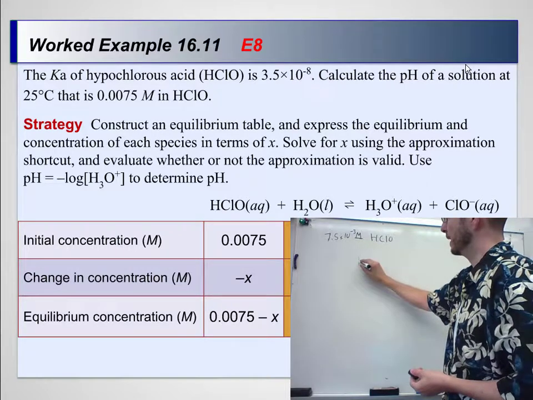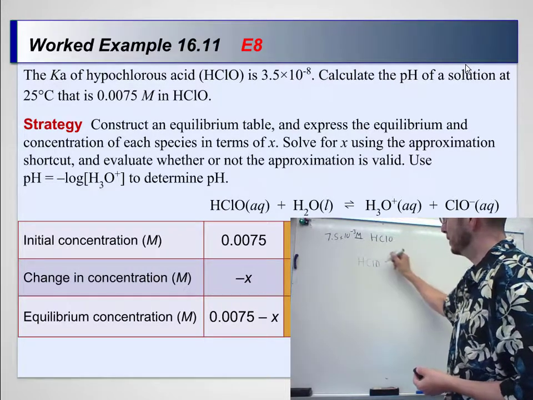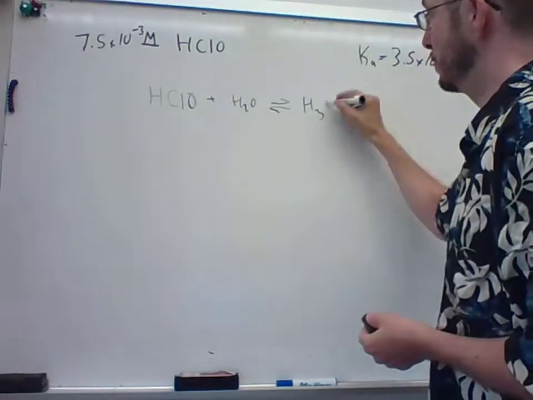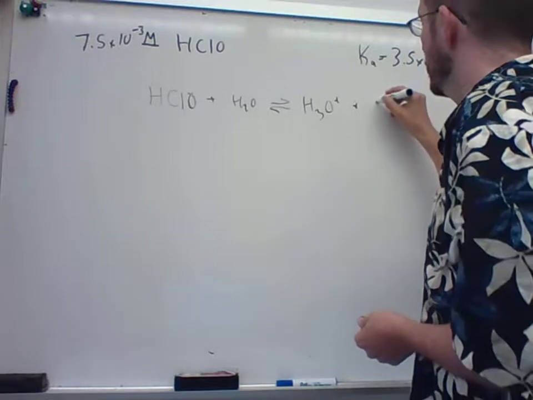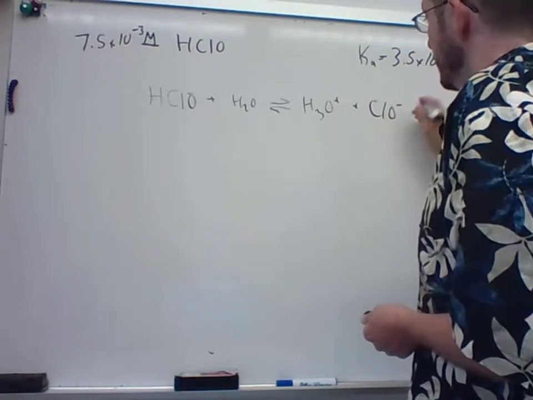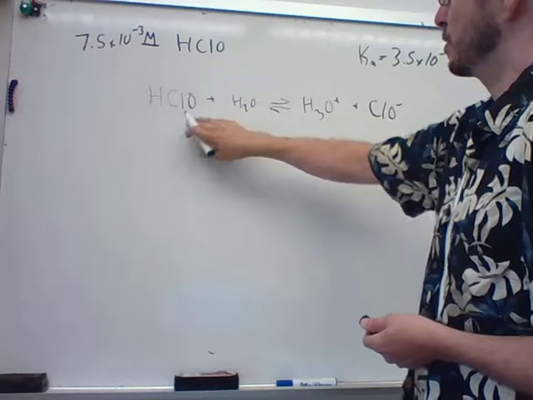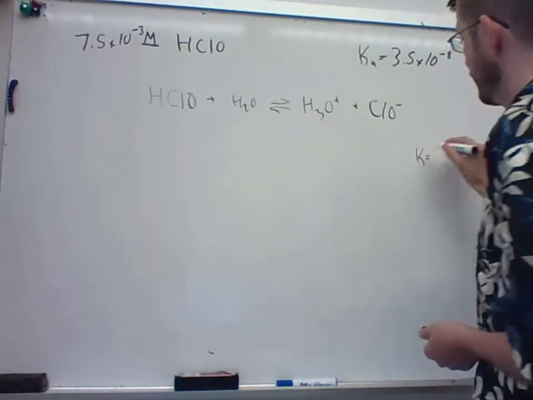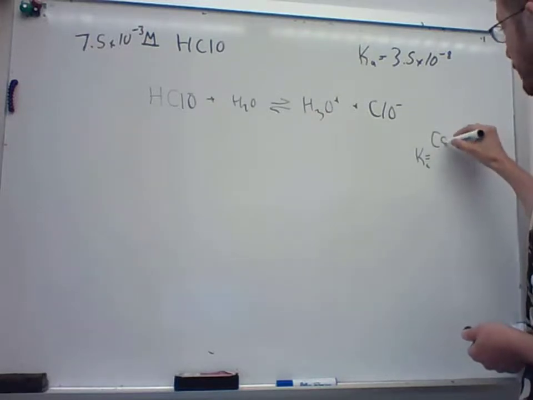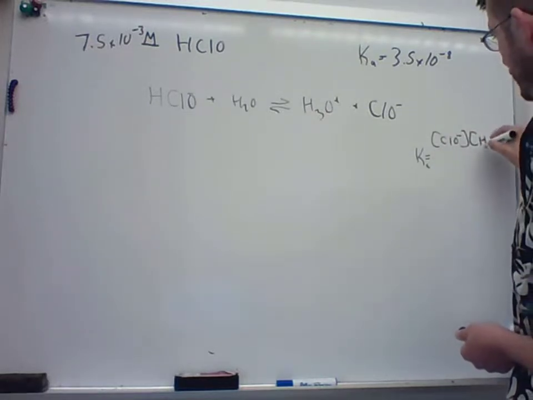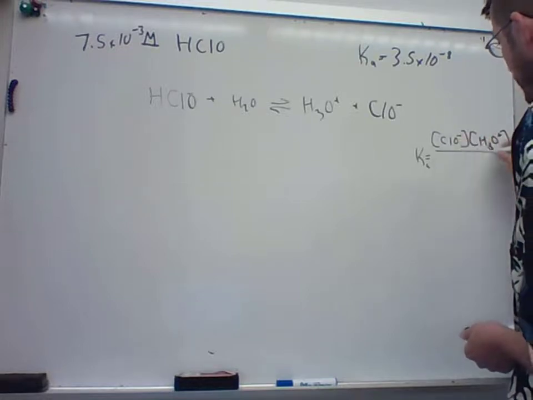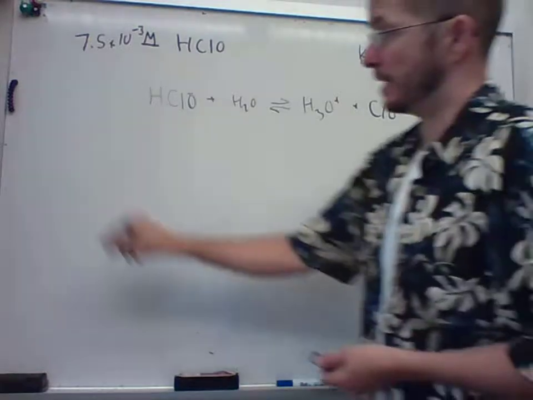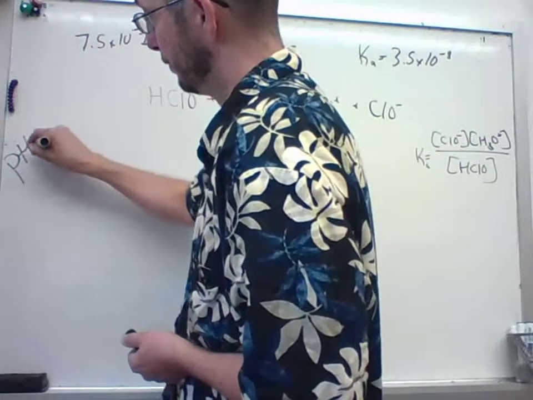So first we write our little reaction. HClO plus water dissociates into H3O plus and ClO minus, the conjugate base. Okay. Proton is transferred to make H3O plus, and the Ka for this is equal to ClO minus times H3O plus over HClO. And they ask us to find the pH.